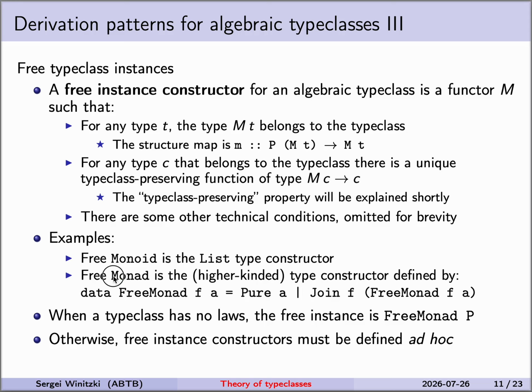And another example is free monad. So free monad is a type constructor which is higher kinded. It takes a functor and returns another functor, which is free monad f, and that is defined recursively like this.